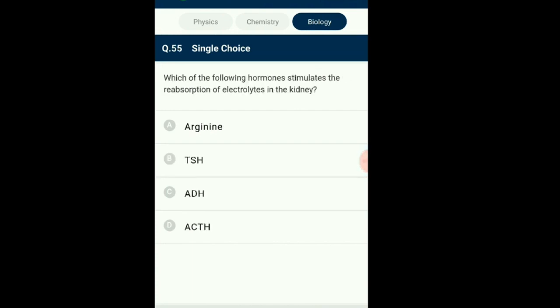Question number 55. Which of the following hormones stimulates the reabsorption of electrolytes in the kidney? Vasopressin acts mainly at the kidney and stimulates reabsorption of water and electrolytes by the distal tubules and thereby reduces the loss of water through urine. It is generally called diuresis. Hence, it is also called antidiuretic hormone, ADH. So the answer is option C, ADH.